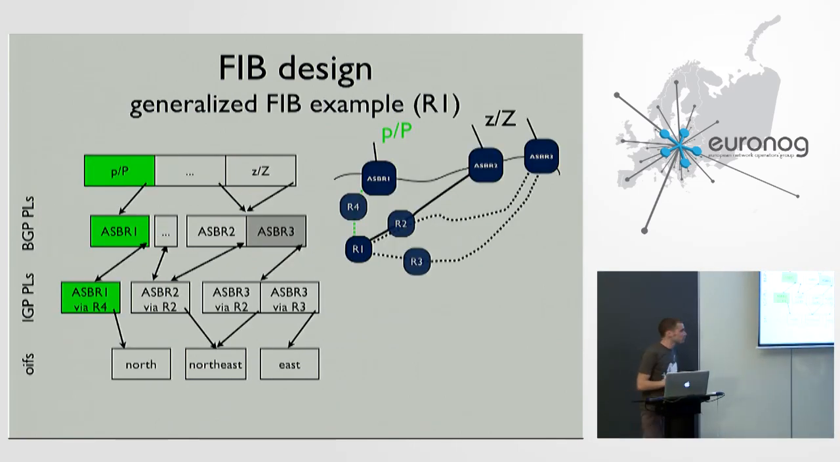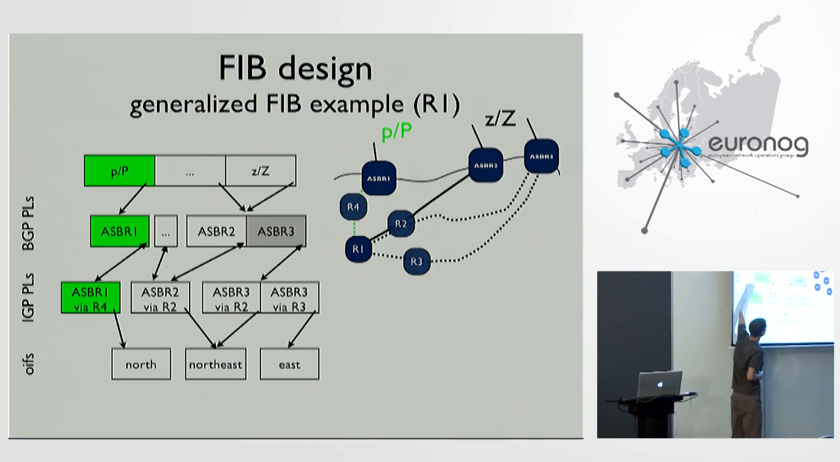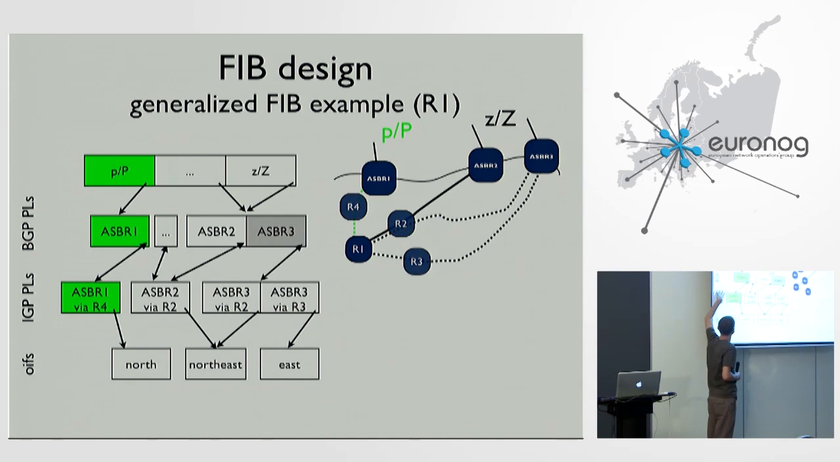So as an example, we receive a prefix P here on ASBR1. There is no alternate path, so the path list for P is just ASBR1 on its own, which points to the IGP information on how to reach ASBR1, which is via the neighboring adjacency here, R4, which itself points to the information that the outgoing interface to reach R4 is the north interface.